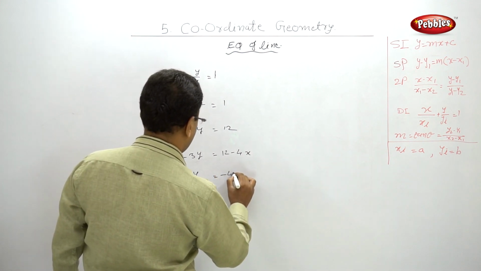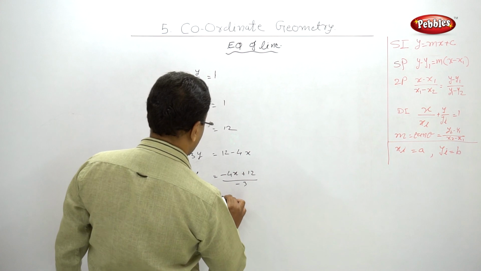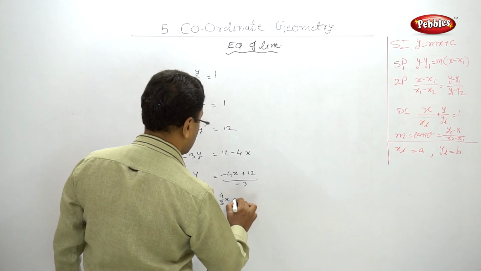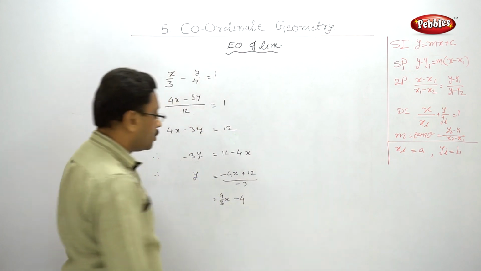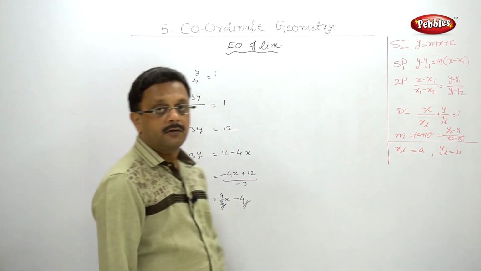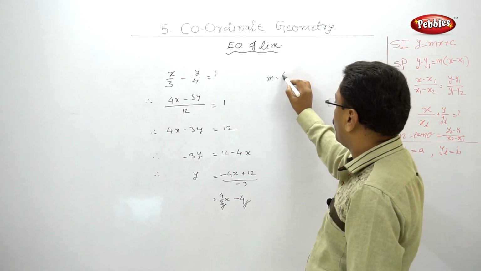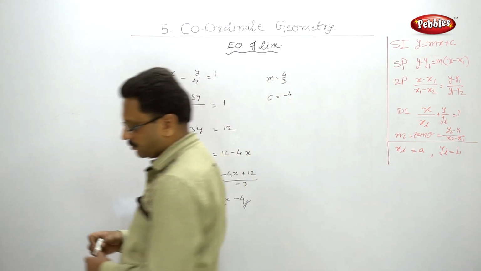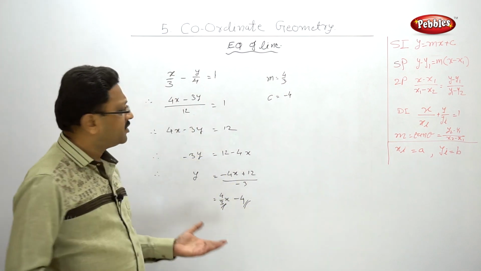minus 4x plus 12 upon minus 3. So we have minus 4 by 3 means 4 by 3x minus 12 by 3, that is minus 4. So in this case we have got the slope is this and y-intercept is this. So you can write the final answer that m is equal to 4 upon 3 and c is equal to minus 4. Okay? Again, very simple example.